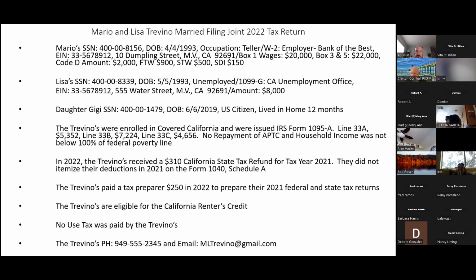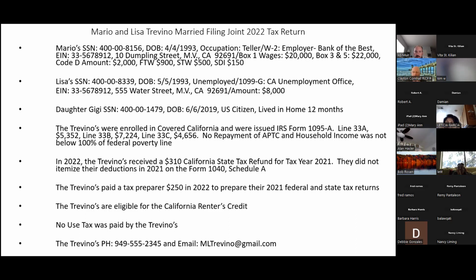Okay, let's run through this. So at the top, we've got Mario's information. We also have information regarding his total wages, 20,000. Box 3 and 5, it says 22,000. So that tells me there's deferred compensation. And the code D, Delta, is that deferred compensation amount of $2,000. That could be like a 401k, something like that.